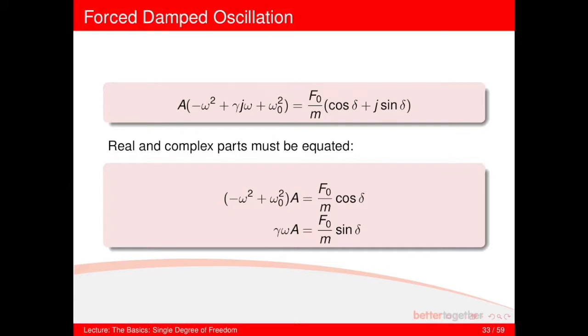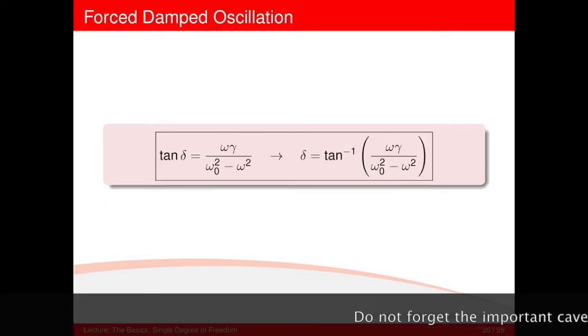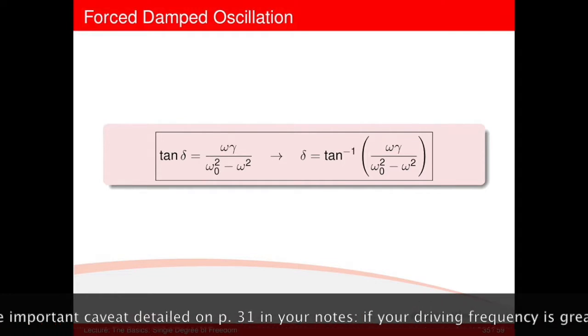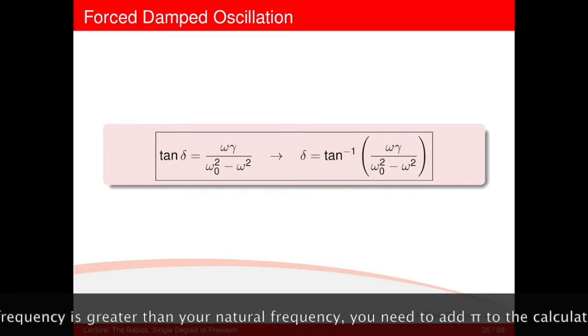Two equations, two unknowns. A and delta are the things we don't know, and you can do the maths. I won't bore you with the arithmetic, but that's what it comes out. A comes out to be that, and delta comes out to be that. So we end up with two equations. Now, they're in your notes. If you look on pages 30 and 31, you can see those two equations.